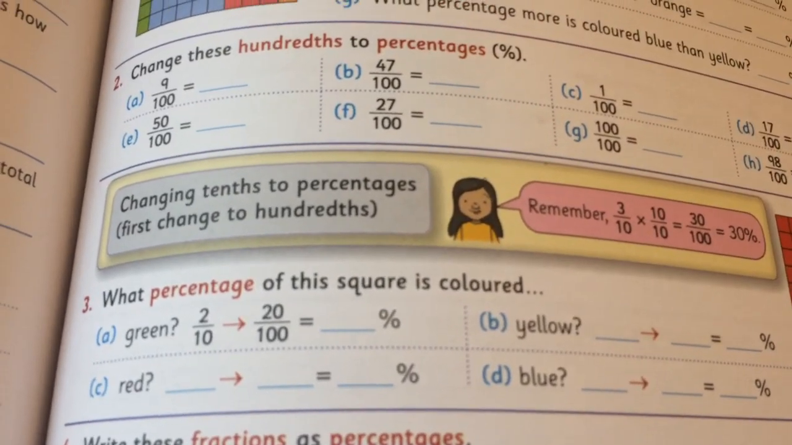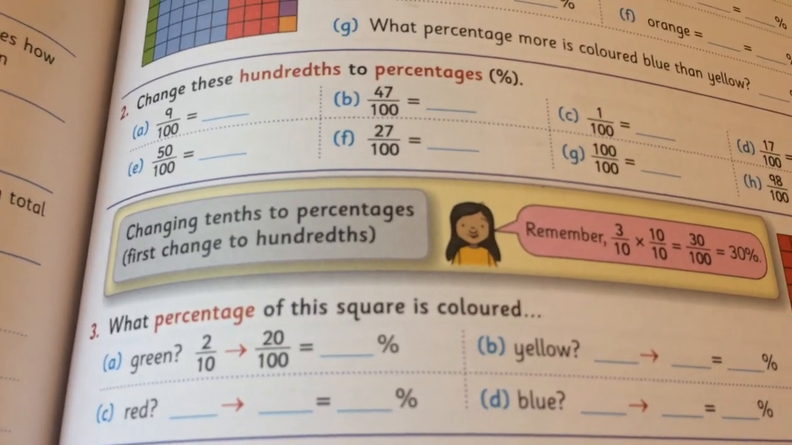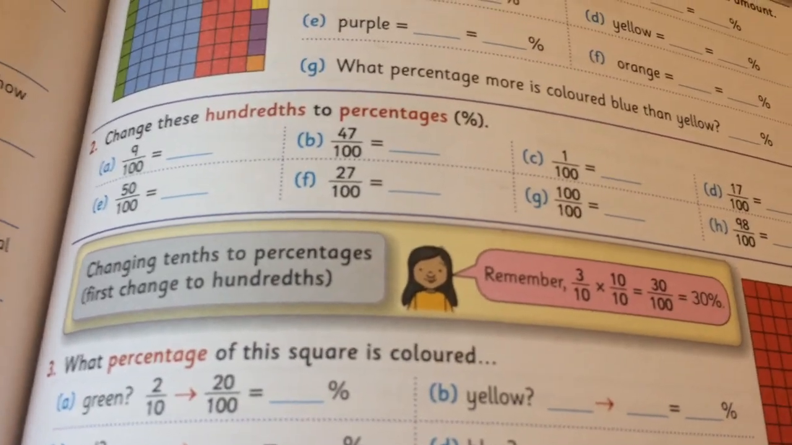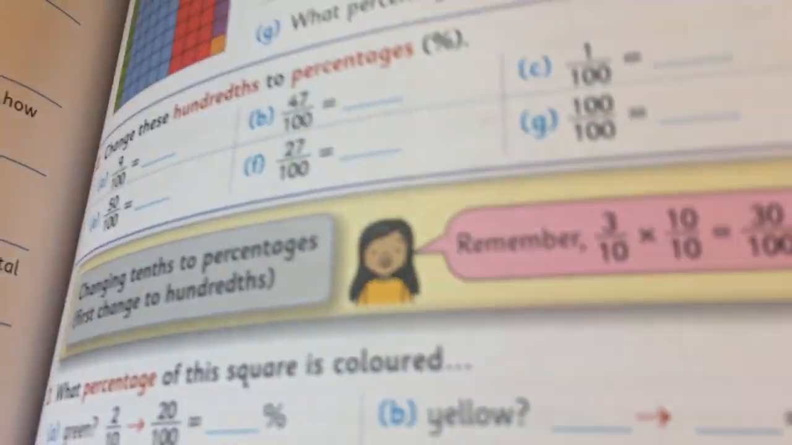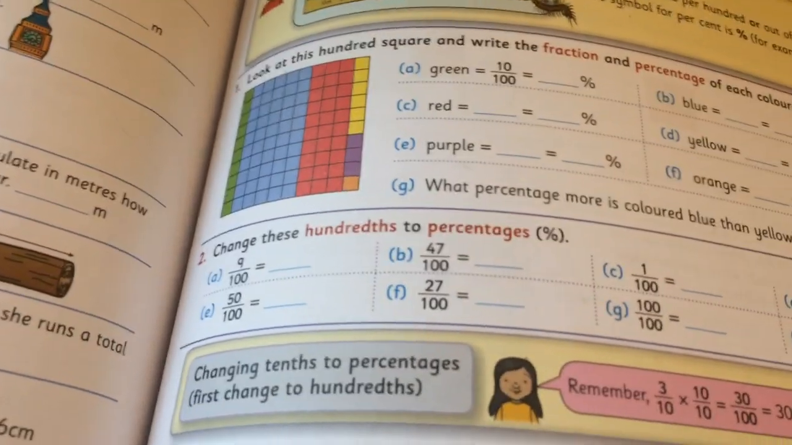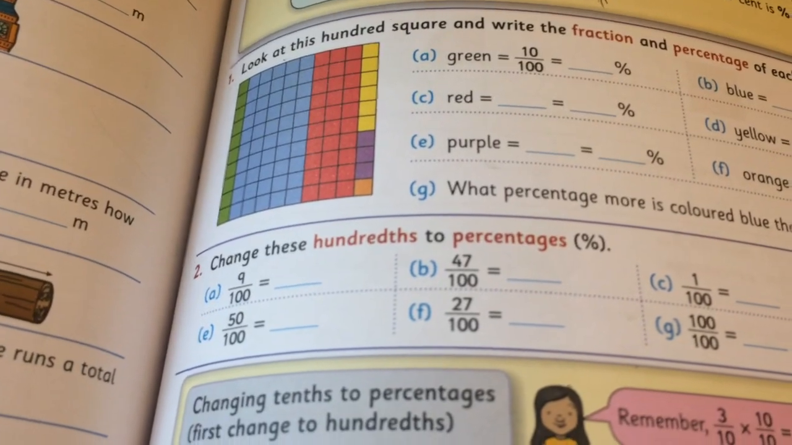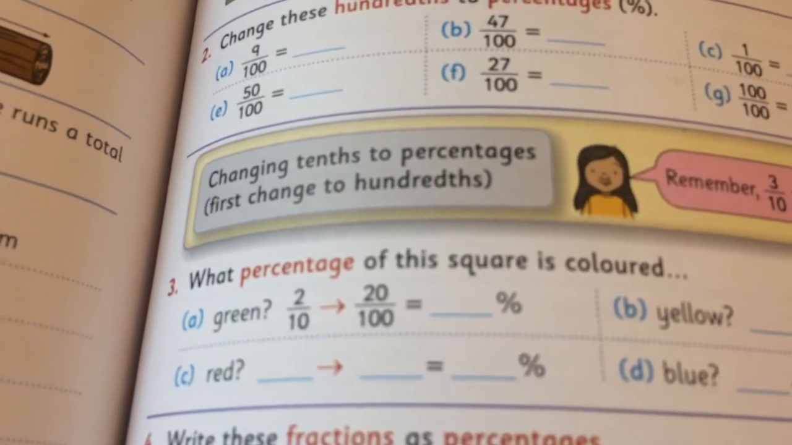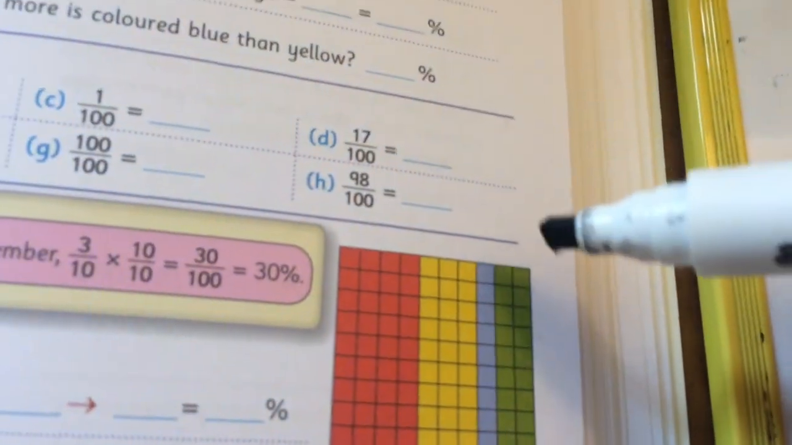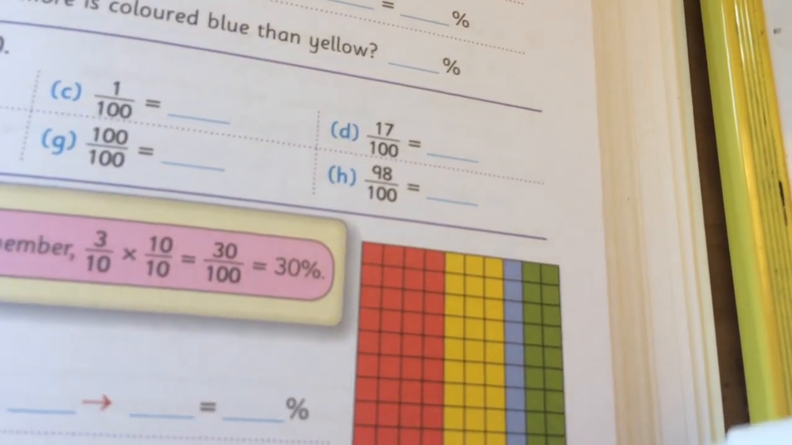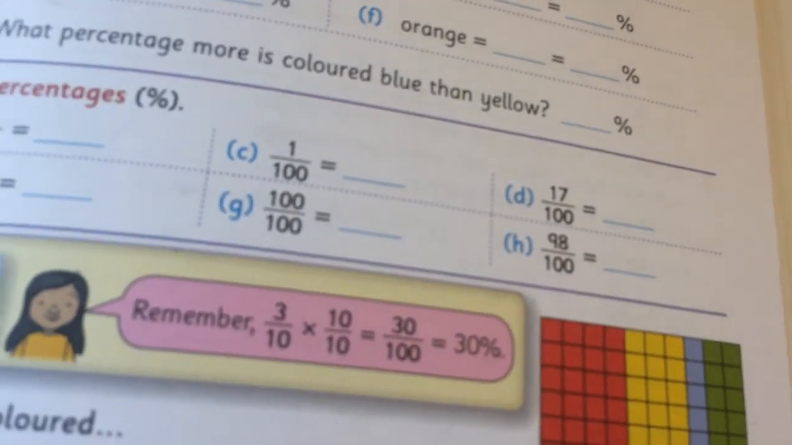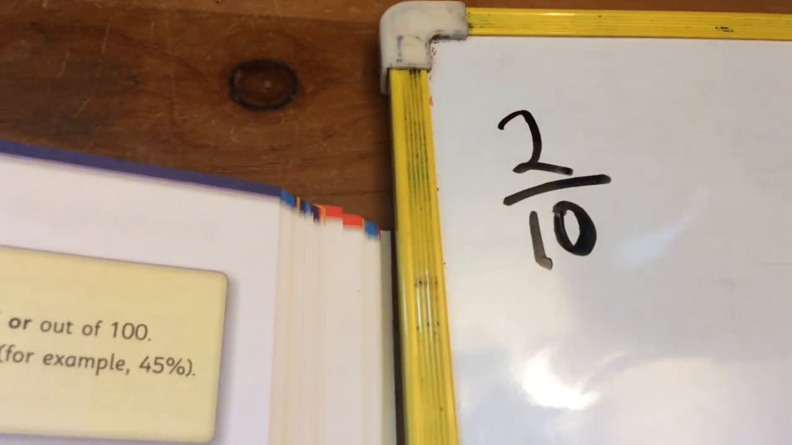Okay, so we're looking at question 3 now. Question 3 says change tenths to percentages. So first change to hundredths. If you have another type of fraction other than hundredths, you always have to change it into hundredths to make it into a percentage. So for instance, guys, if we have something like green, looking back at our thing again, we know that there's 10 squares going down and another 10. So we've 2/10, we'll say. 2/10, okay, so that's the fraction there.